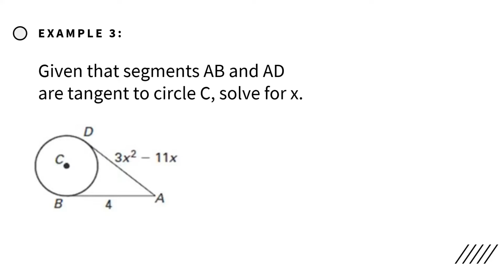Third example. You always have to read. We are told that segments AB and AD are tangent. So that means we do have perpendicular to a radius. But what's more important for us is that if we have two tangents to a circle that share a point outside of the circle, they are congruent. And we will set up an equation to solve.